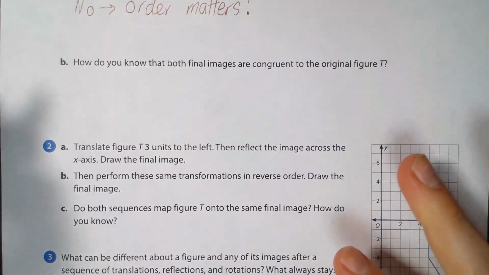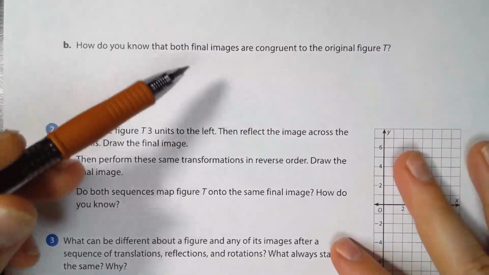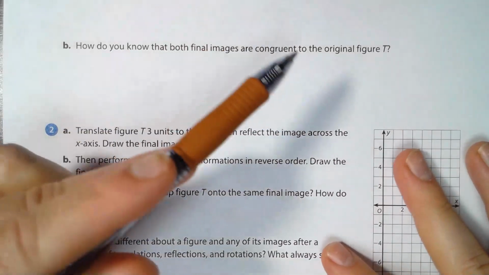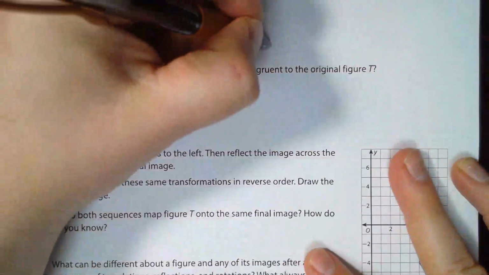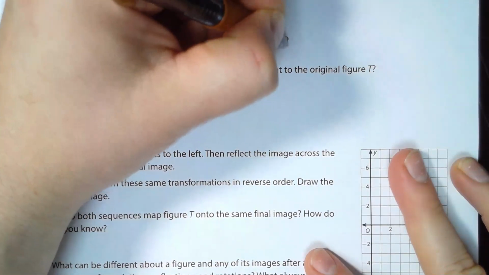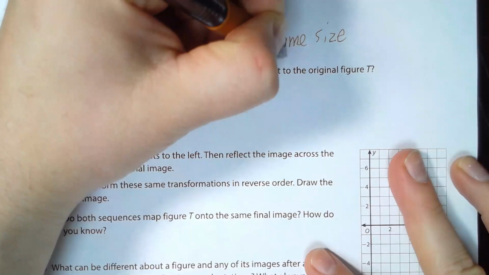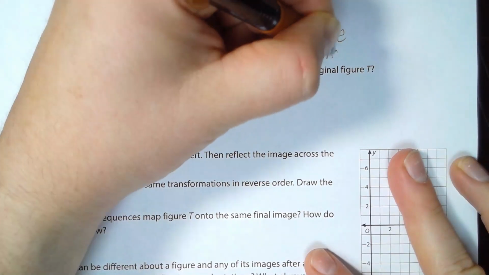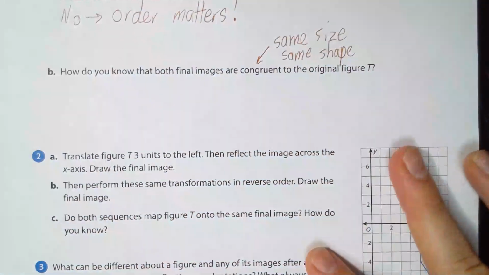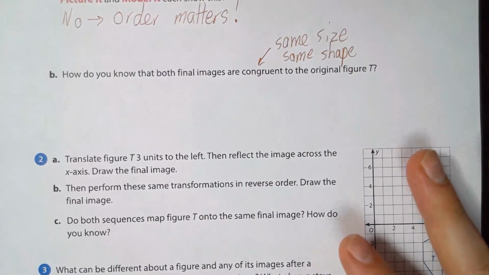Now, we're going to pause for just a moment here and answer this question. How do we know that both final images are congruent, meaning same size, same shape? Let's remember what this is. Same size, same shape, congruent. How do we know that they're congruent to the original figure T?